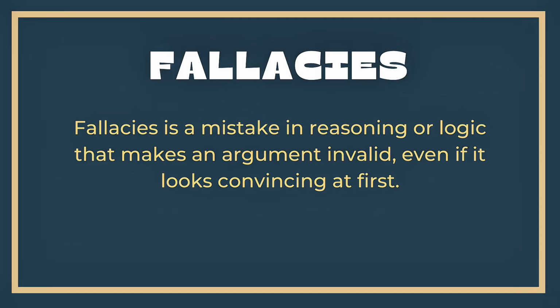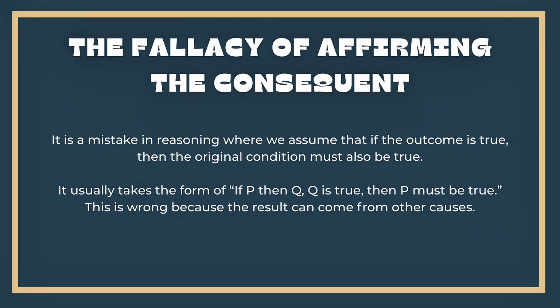Now let's move on to the fallacies. A fallacy is a mistake in reasoning or logic that makes an argument invalid, even if it looks convincing at first. The first type of fallacy is the fallacy of affirming the consequent. It is a mistake in reasoning where we assume that if the outcome is true, then the original condition must also be true. It usually takes the form: if P, then Q. Q is true, then P must be true. This is wrong because the result can come from other causes.